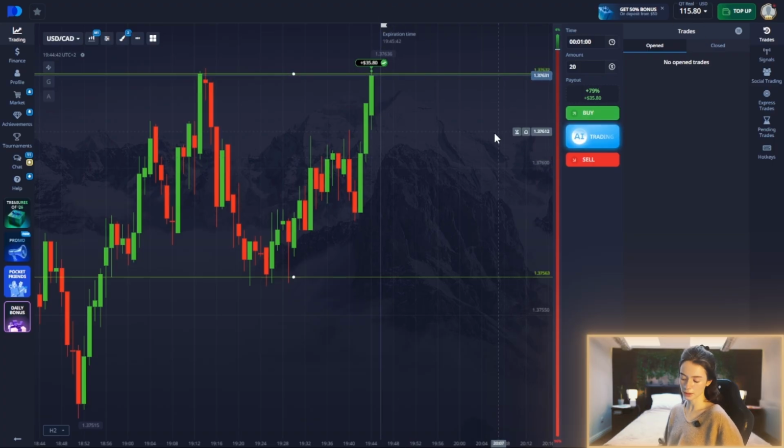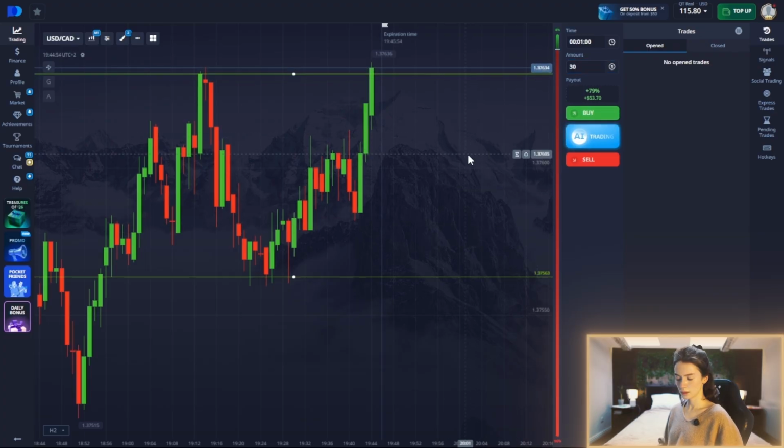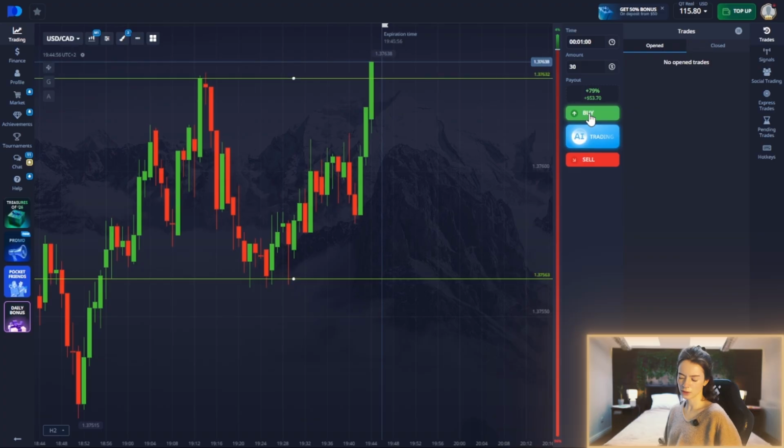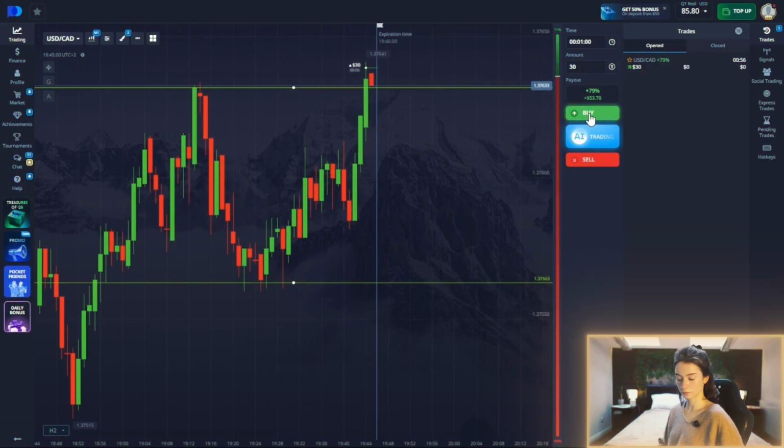Great! As you can see, we are up $15. Perfect. First order done. Now I'll set 30. I'll still go with the trend. I don't expect a reversal yet, so I enter. And now we watch.